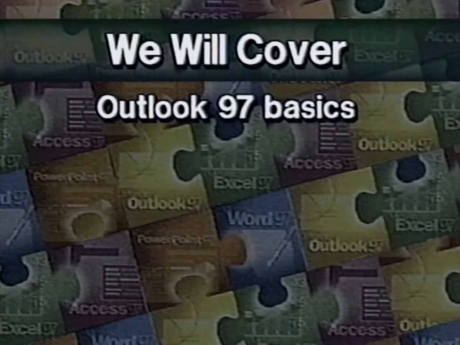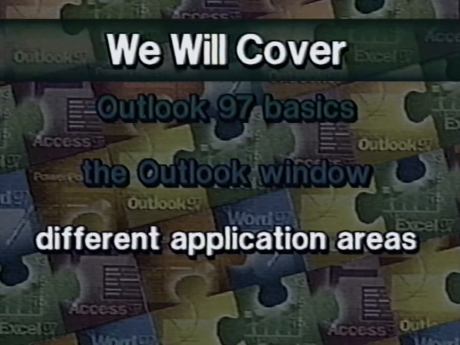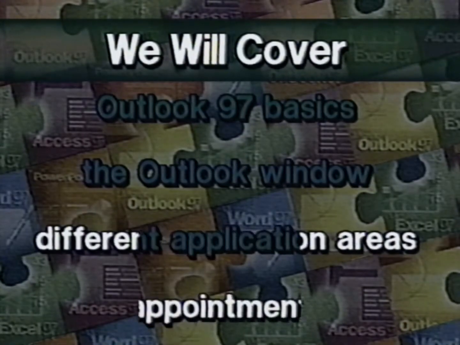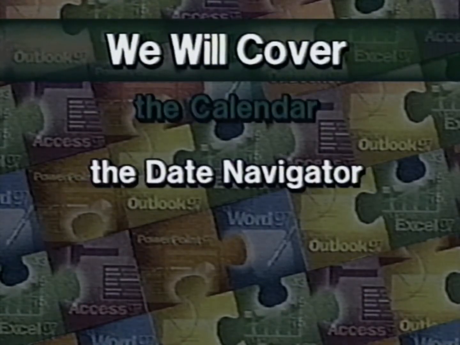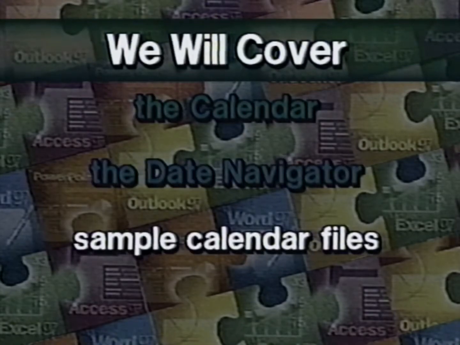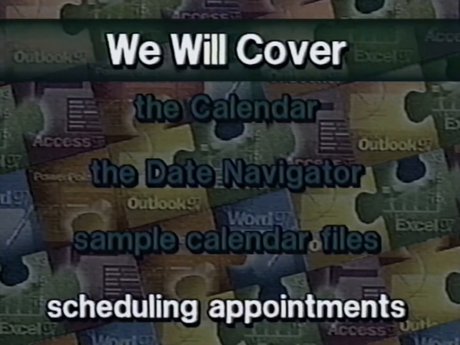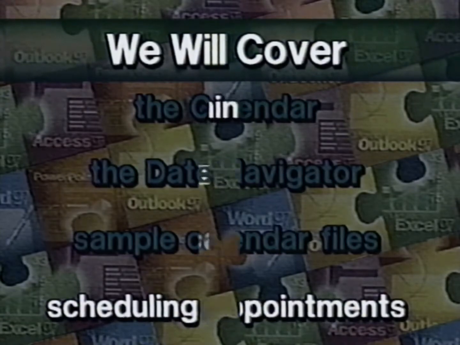In this video, we will cover the basics of Outlook97, examine the Outlook window, and discuss some of its characteristics. Then we'll explain some of Outlook's different application areas. Next, we'll learn about appointments, the calendar and the date navigator. We'll work with a sample calendar file and learn to schedule new appointments. We'll also learn about reminders.